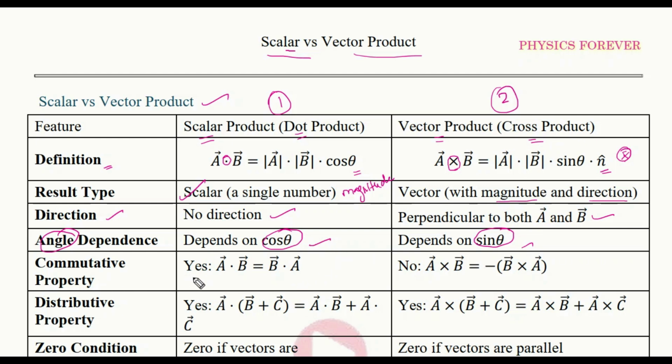Okay, so the scalar product obeys the commutative property. That is, a dot b is equal to b dot a. So the commutative property is obeyed in the scalar product, but in the case of the vector product the commutative property is not obeyed. Okay, it will not obey. So most important. The distributive property is obeyed in both the scalar product and the vector product. Okay, most important.